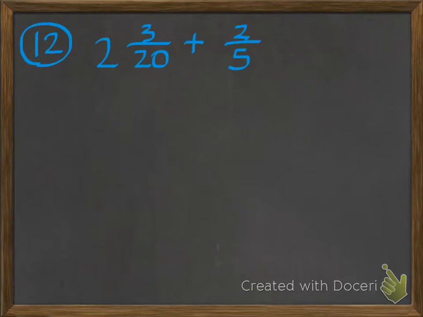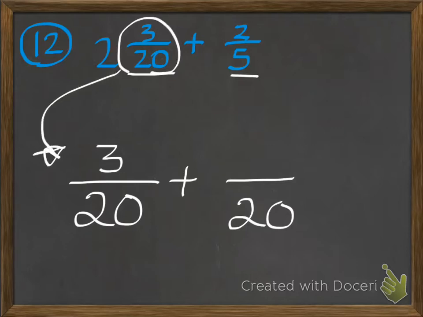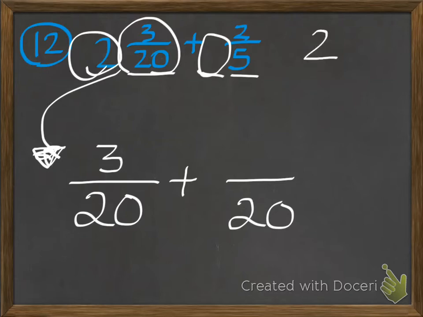All right, number 12. 2 and 3/20 plus 2/5. Okay, I found that the common denominator is 20. And since the common denominator for 5 and 20 is 20, then my 3/20 stays the same. My whole number 2 is adding plus nothing right there. There's nothing there. So 2 plus nothing is still 2. So I'll put my final answer up here at the top.